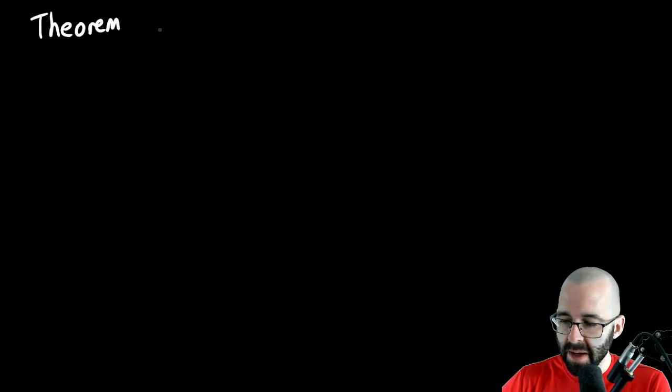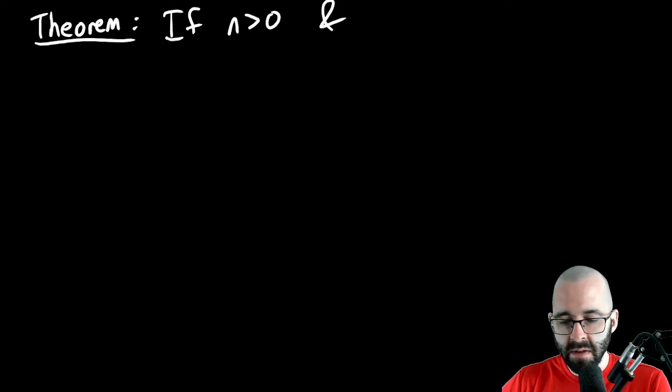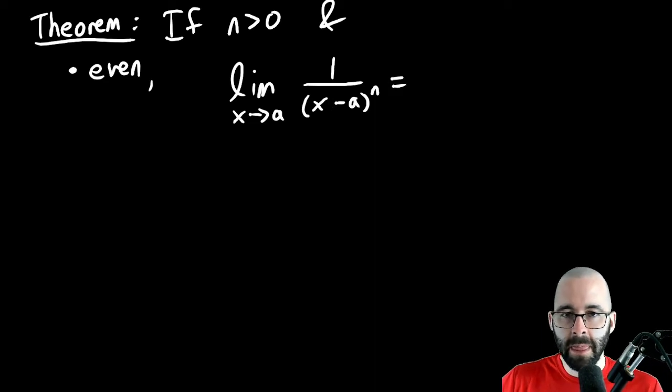That's limits at infinity. Let's talk a little bit about asymptotes. Again, you may have seen this a little bit. I know I've taught it a little bit in my pre-calculus class. We have a theorem that says if n is some positive number, and if it's even as well, if n is positive and even, then the limit as x approaches some number a of 1 over (x minus a) to the n equals something.